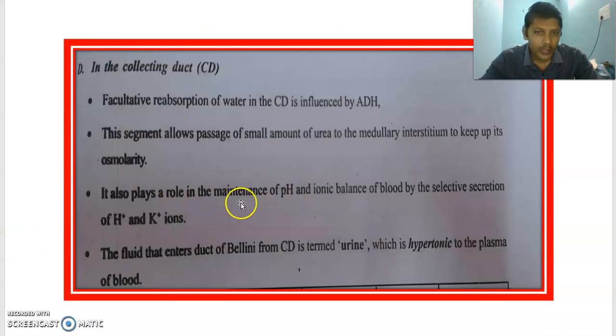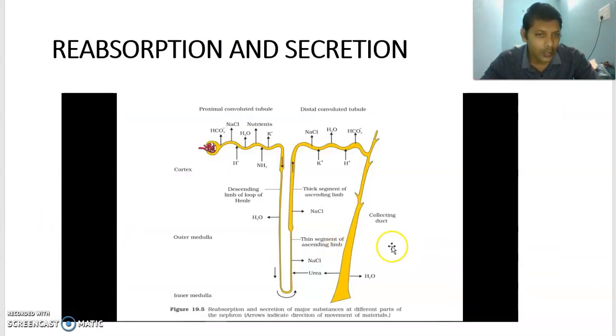This segment passes a small amount of urea to the medulla to keep its osmolarity. It also plays a role in maintenance of pH and ionic balance of the blood by selective secretion of H plus and K plus ions. You have to note that down: here H plus is secreted and K plus is secreted into the DCT. You have to write this here, as it is not shown in the diagram.